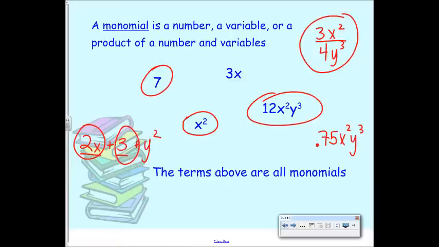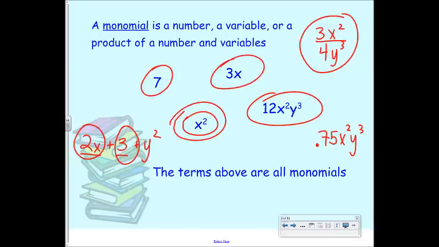What's the degree of this monomial right here? 2. What's the degree of this one? 1. Why is it 1? It's an imaginary exponent, an imaginary 1. What's the degree of this one right here? 5. What about this one? It does not have a degree. Degree of 0. Why not? There are no variables. So it's still a monomial, but since it has no variables, the degree is 0.